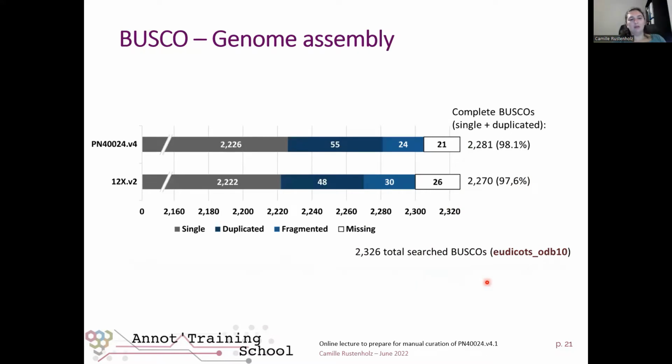But if we go back to metrics, this is the BUSCO to compare the V4 to the 12xv2. What we can see is that based on the genome assembly, we were able to retrieve more BUSCO genes in the new version compared to the previous one, and they are also less fragmented, which testifies that this V4 version is improved compared to the previous one.